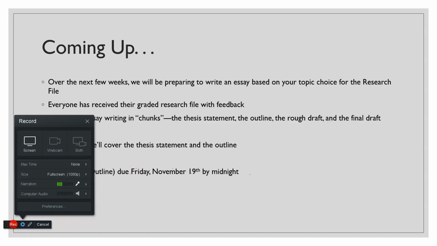I took a look at everybody's research file and the research that they had collected. I do want to reassure you that I'm not assigning the essay at this point. We are going to go through essay writing in chunks. We're going to start this week by looking at the thesis statement and the outline. Next week, we're going to take a look at the rough draft, and then we'll take a look at the final draft. So don't get confused or don't panic. I'm not assigning a full essay to you right now. We're just going to cover the thesis statement and the outline.